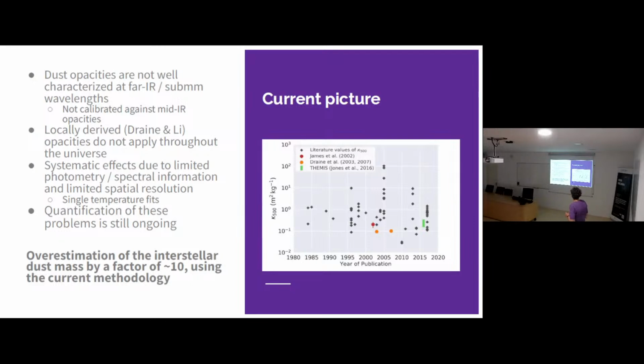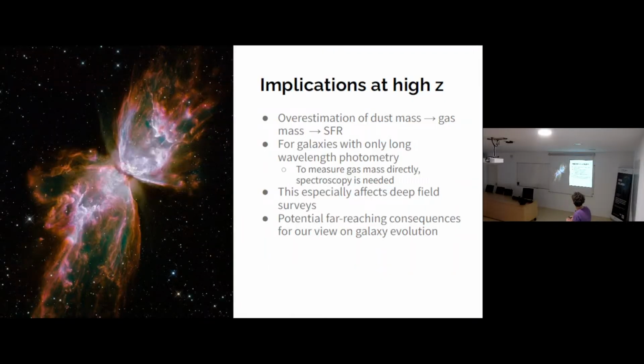But the thing so far that we have discovered is that there seems to be an overestimation of the interstellar dust mass by about a factor of 10 using the current methodology. And then, of course, this has implications, especially at high redshift, where you only have these submillimeter data points to measure the interstellar dust content. And so if you overestimate the interstellar dust mass, then you might also overestimate the interstellar gas mass, because you have no other tracers, and therefore the star formation rate.